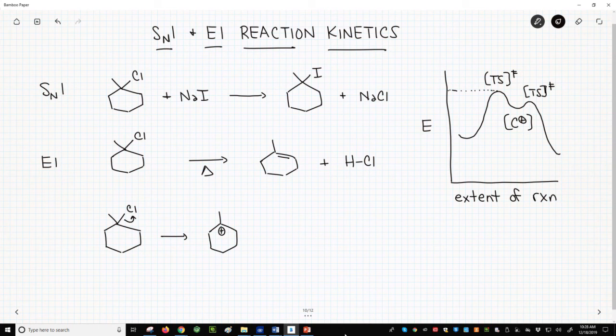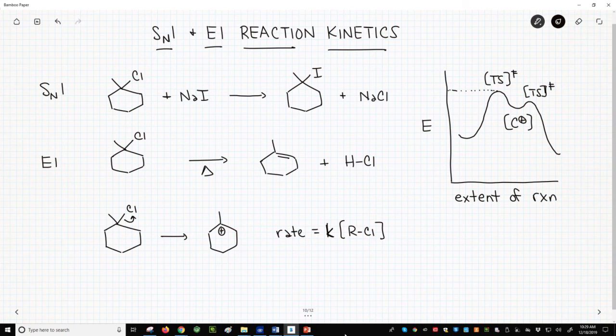The rate of the reaction depends only upon the concentration of the alkyl halide. Here is the rate equation. So rate equals k, that's a lowercase k, our rate constant, times the concentration of our alkyl halide. Note that the reaction described by this equation has an overall reaction order of 1.